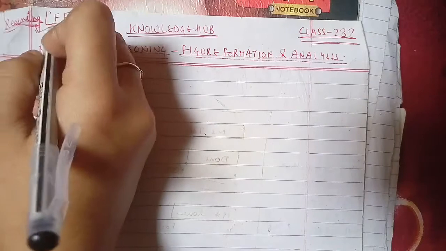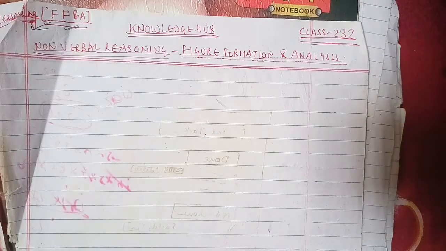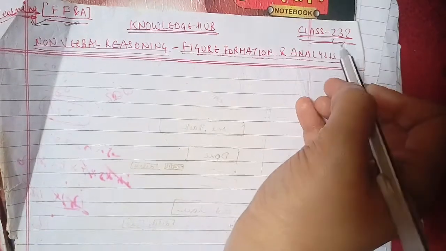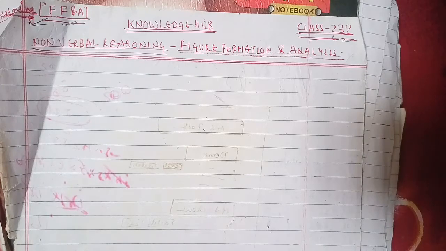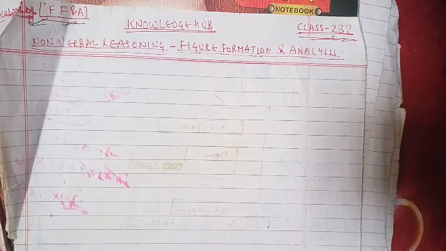Today we want to start with reasoning, and that is figure formation and analysis. This is the 232nd class, where we had done the 231st class. In that we had done verbal reasoning, where we had done many of the topics in general mental ability and logic reasoning.